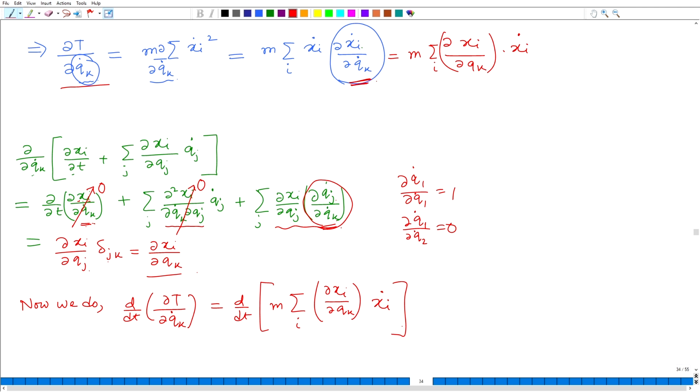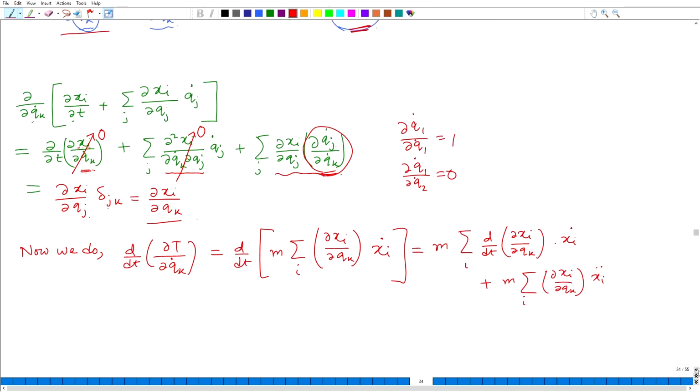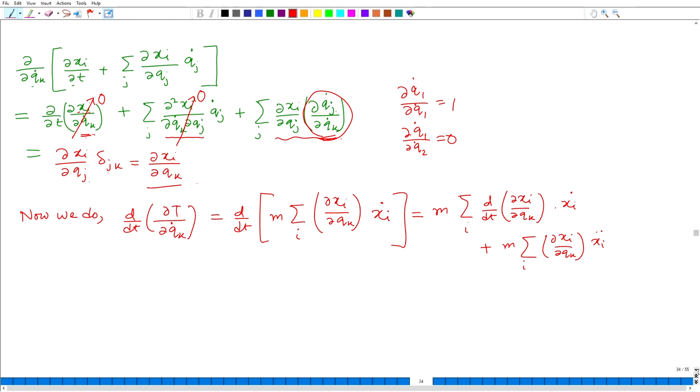Now, if I have this, I will again have two possible terms. One is m summation over i, d/dt acting on ∂x_i/∂q_k, times ẋ_i, plus m summation over i ∂x_i/∂q_k times ẍ_i. That I can easily write, that is v̇_i or ẍ_i, the same thing.